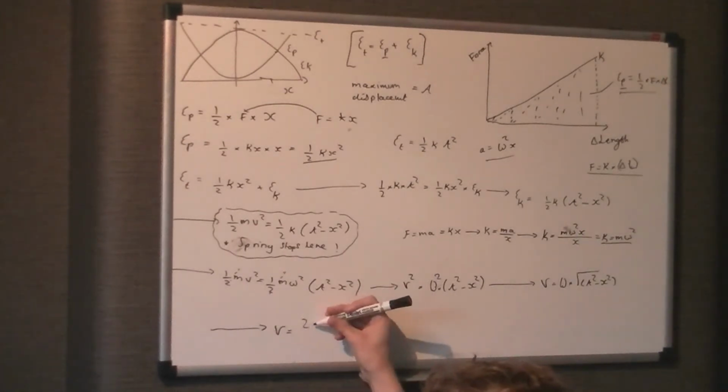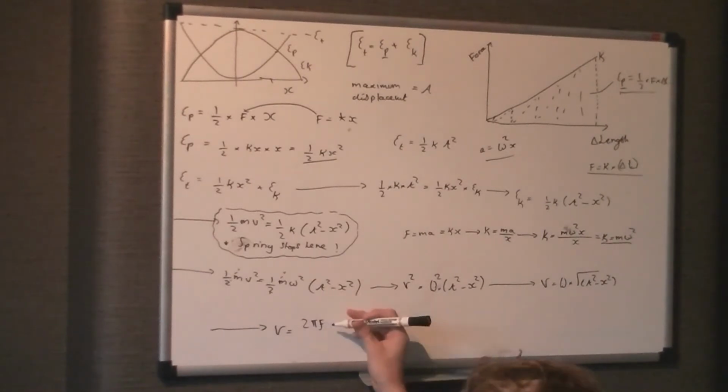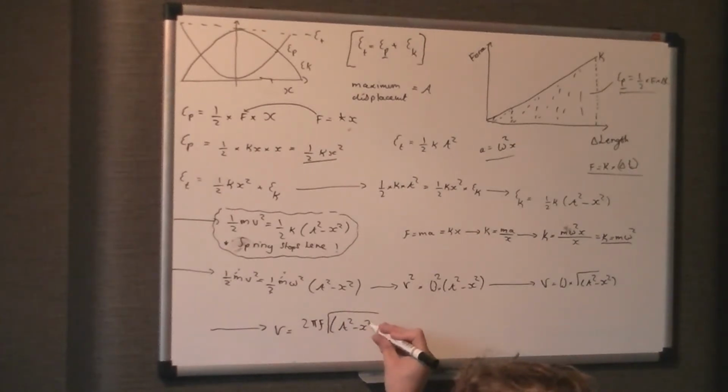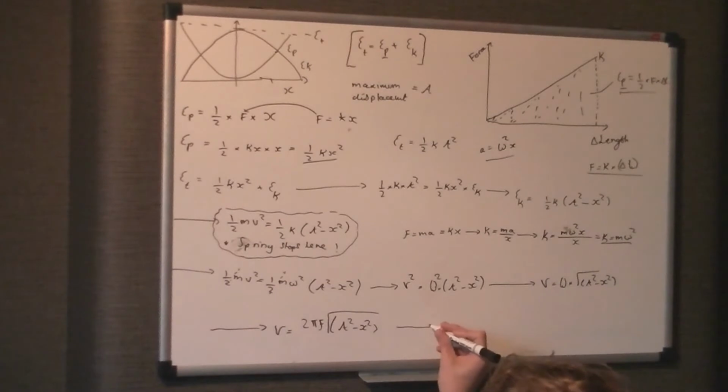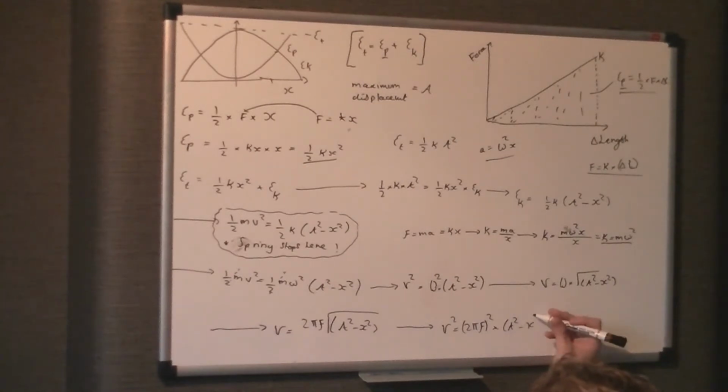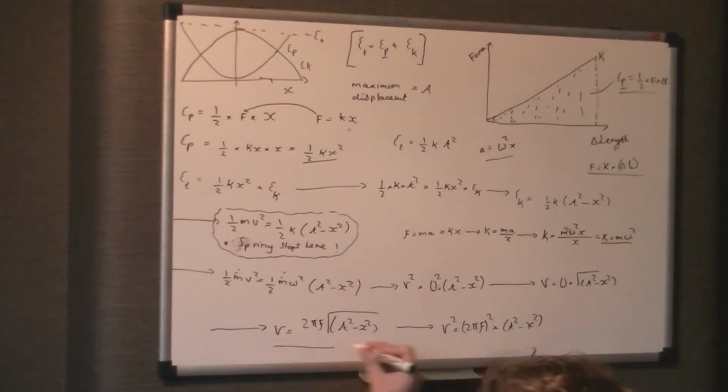So your 2 pi frequency times the square root of a squared take x squared. Or if you wanted to square that all out, you could have v squared is equal to 2 pi frequency squared times a squared take x squared. Okay, so that's your velocity for a pendulum, and then you can simplify that one to get your velocity for a spring.